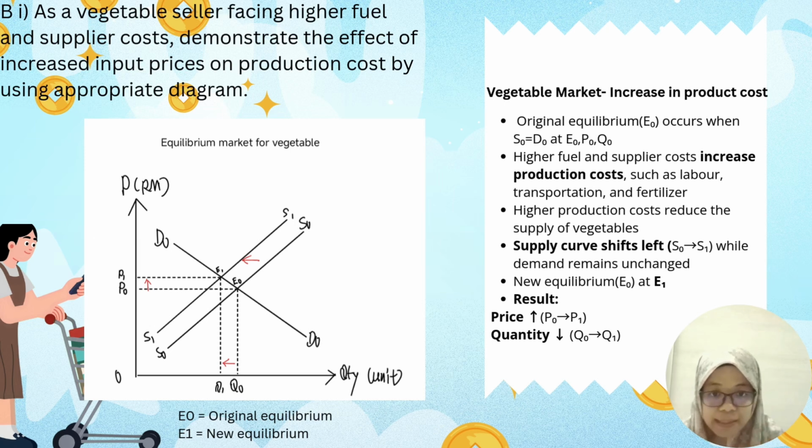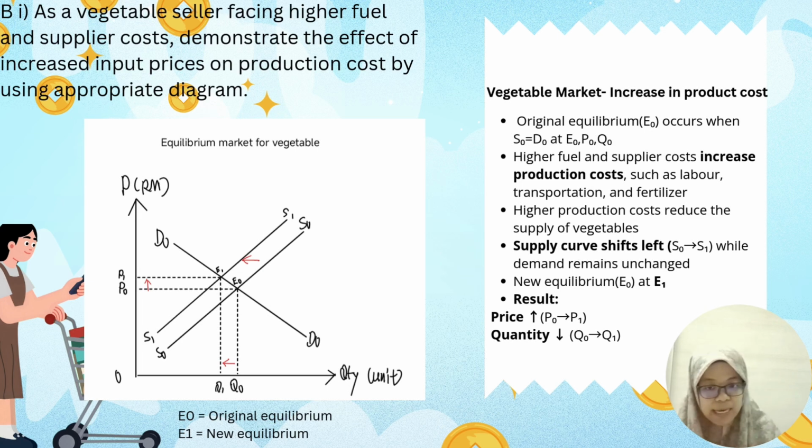However, the prices of several inputs increase, such as fuel costs, supplier costs, labor costs, and fertilizer costs. These increases raise the production cost for vegetable sellers. When production costs increase, producers become less willing and less able to supply vegetables at each price level. Therefore, the supply curve shifts to the left from S0 to S1, while the demand curve remains unchanged at D0 because the change only affects the producers.